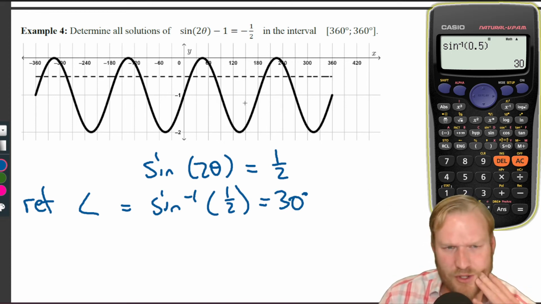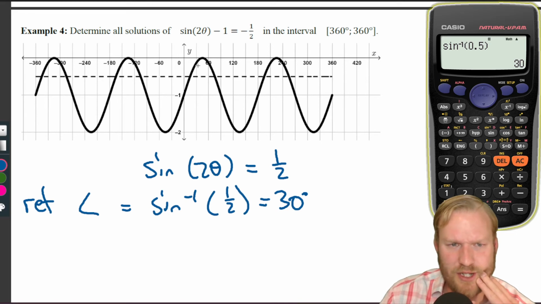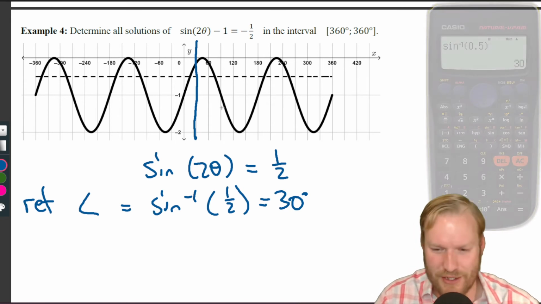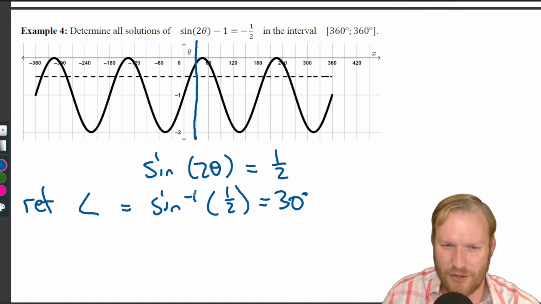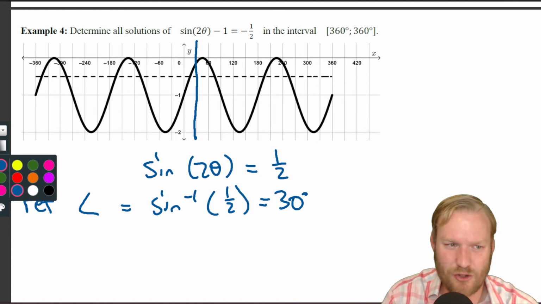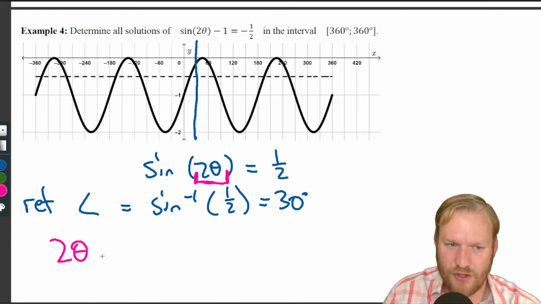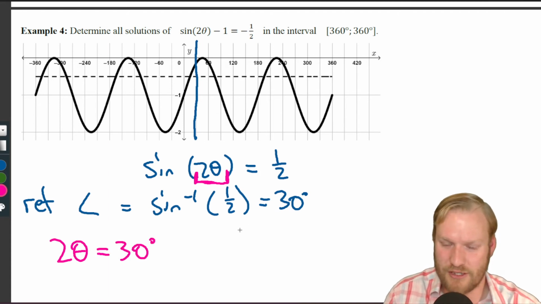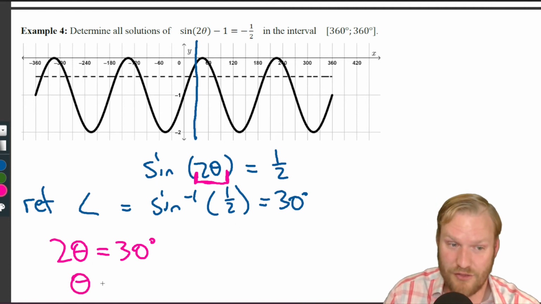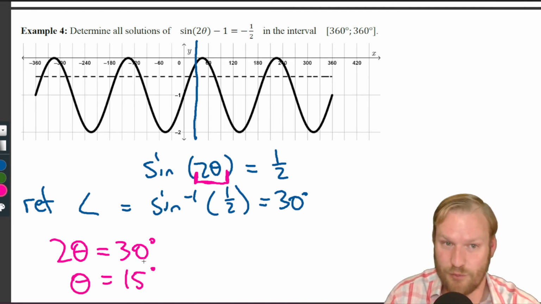Now, if we look at the picture, we can see that 30 degrees is here, and it's not one of our answers. Maybe you can see why that's the case. Let's explore further. Our reference angle relates to the angle that we're taking sine of. So 2 theta equals 30 degrees as one of our solutions. Not theta, 2 theta. So theta equals 15 degrees would be our first solution.